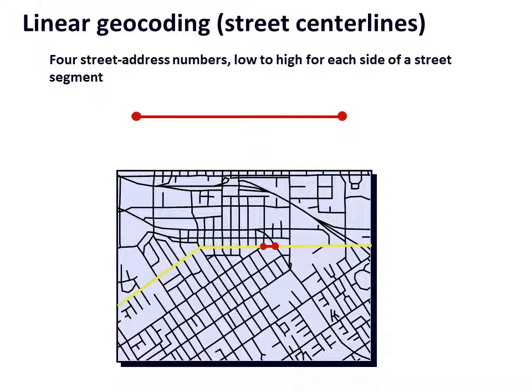Now, when you're looking at linear geocoding along street center lines, you use basically four street address numbers, low to high for each side of the street segment. So what are the address components and what does all this mean?